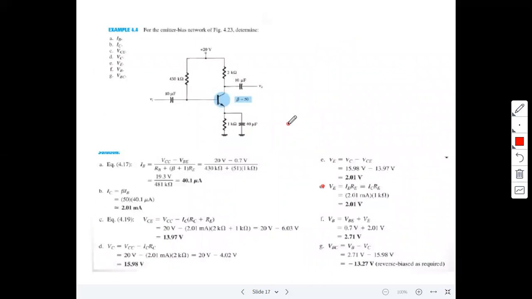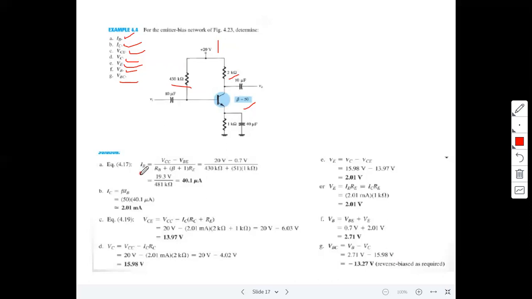Here is a problem. This is about the given RB 430 kilo ohm, RE 1 kilo ohm, and RC 2 kilo ohm, beta equal to 50, VCC equal to 20. Then find all. Already we derived this. This is base current, collector current, VCE. In that VCE, separate VC and VE, VB and VBC, right?